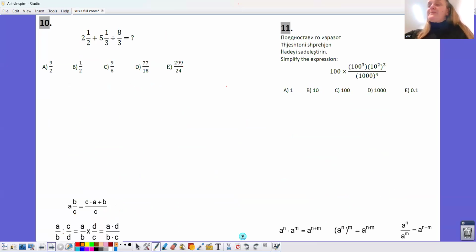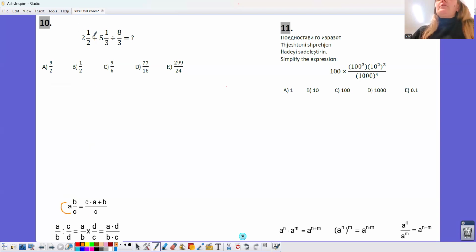Now, the 10th one. The 10th one is a fraction question, but we have mixed numbers. Firstly, you need to remember how to convert mixed numbers to improper fractions. Here is the formula, which we call backwards C. So C times A plus B.